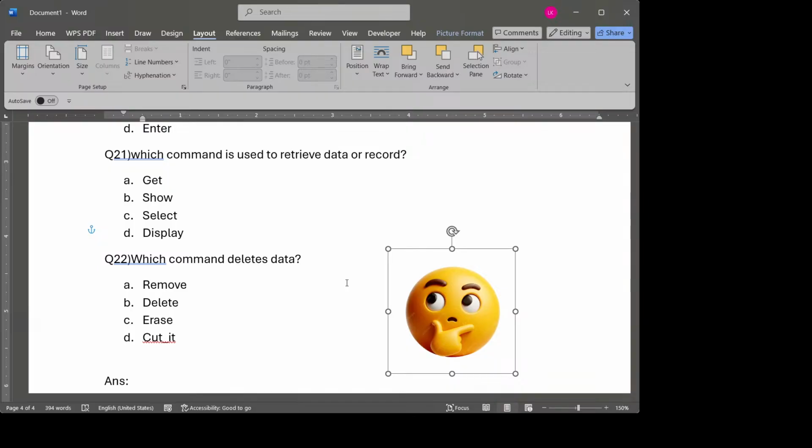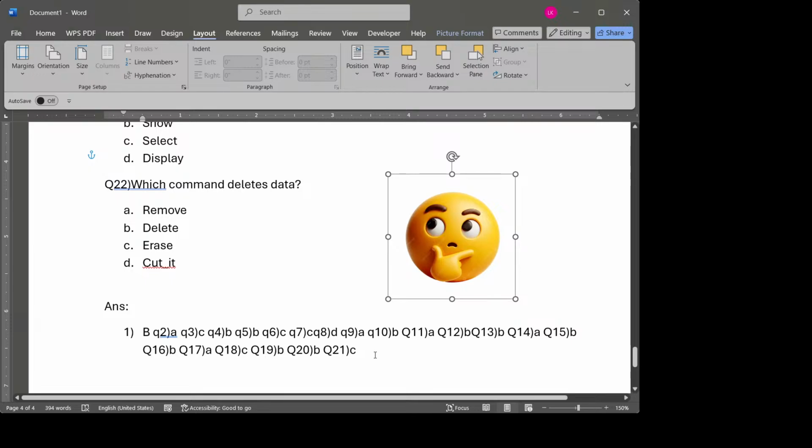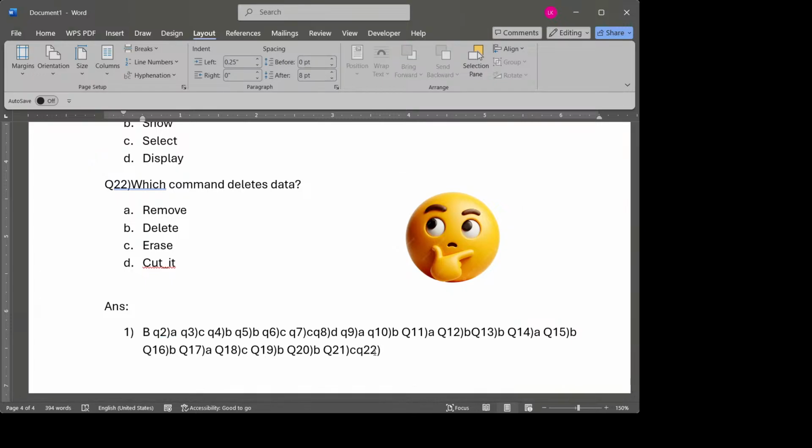Okay, yeah, Dickies has answered this question. That is B. Obviously, the delete command is used to delete the data. Okay. We also use the from clause there. Question number 22B.